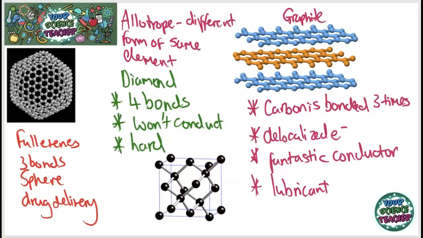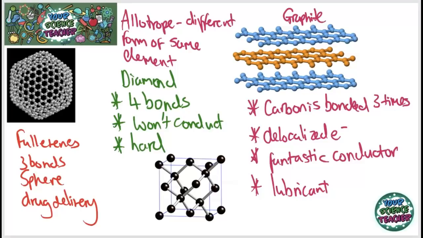Now, all of these allotropes of carbon have incredibly high melting points and boiling points. And the reason for this is their giant lattice structures. So they have repeating units which have incredibly strong covalent bonds which are hard to break.